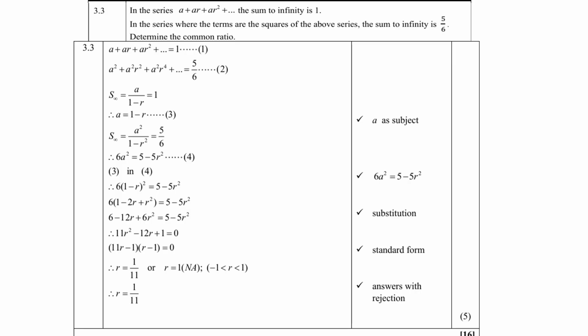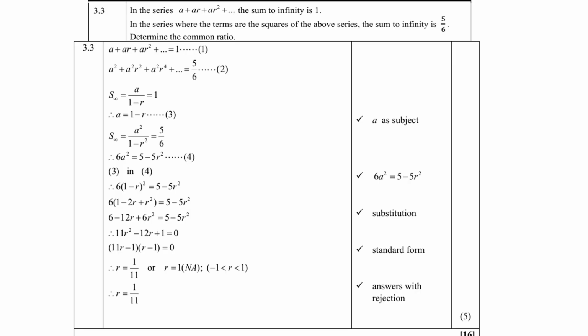Then for the squared one, the sum to infinity will be a squared over 1 minus r squared equals 5 over 6. It's squared, don't forget that. Cross multiply and you get 6a squared equals 5 minus 5r squared. And that gives you equation 4. So now we're dealing with 4 equations. So what you do is substitute equation 3 into equation 4. Once you've done that, you'll get 6 times (1 minus r) squared equals 5 minus 5r squared.